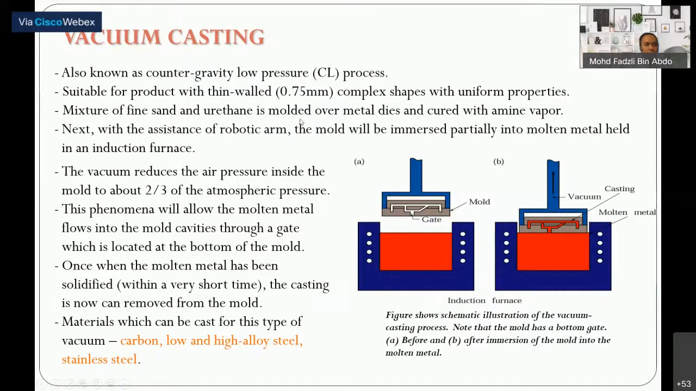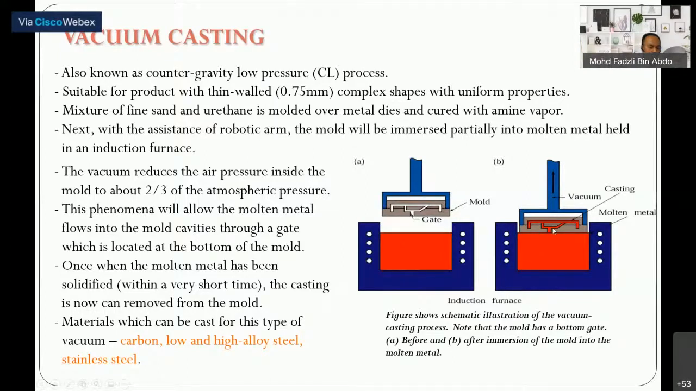Mixture, fine sand and urethane is molded over metal die and cured with amide vapor. Next, with the assistance of robotic arm, the mold will be immersed partially into the molten metal in an induction furnace. The vacuum reduces the air pressure inside the mold to 2/3 of the atmospheric pressure. This phenomena will allow the molten metal flow into the mold cavity through a gate which is located at the bottom of the mold.